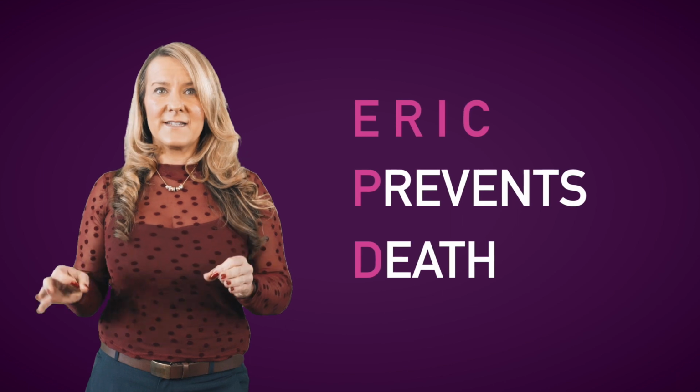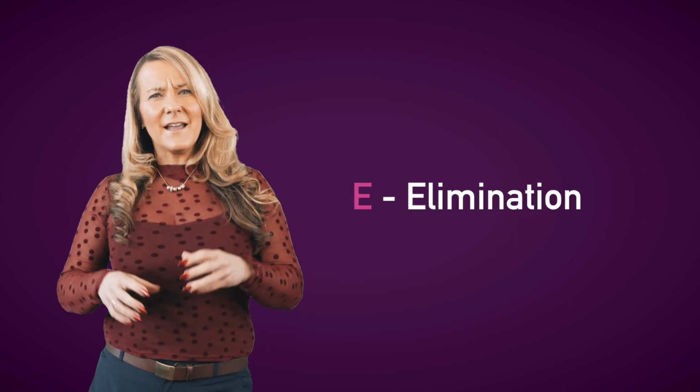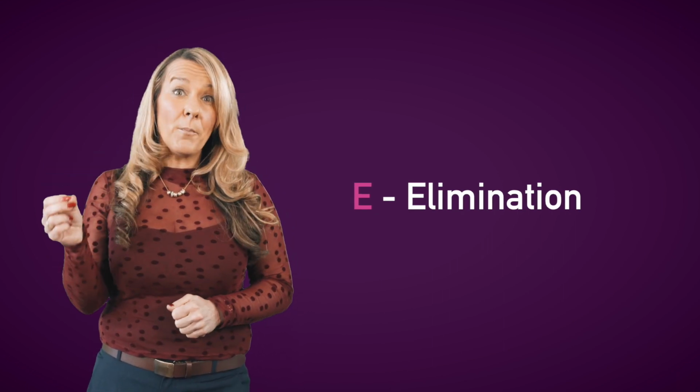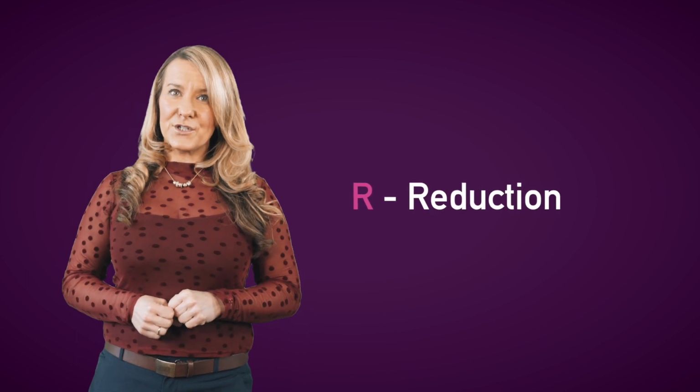At Safety Rocks Limited, we think that the simplest hierarchy to remember is based on the mnemonic Eric prevents death. Eric sure is one busy man. E stands for elimination, and this is the best way for us to deal with risk, hence why it is at the top of the hierarchy. But we all know in the real world this can be tricky and maybe even be disproportionate to the actual level of risk. R stands for reduction.